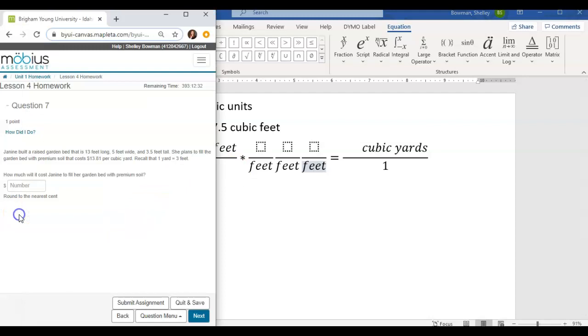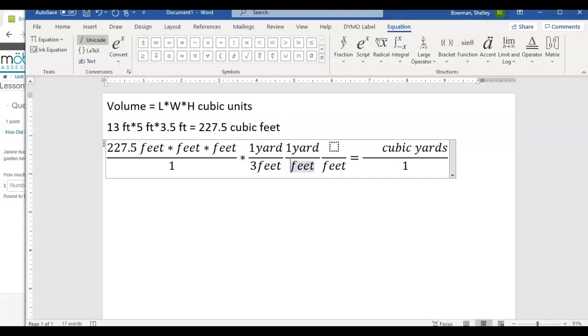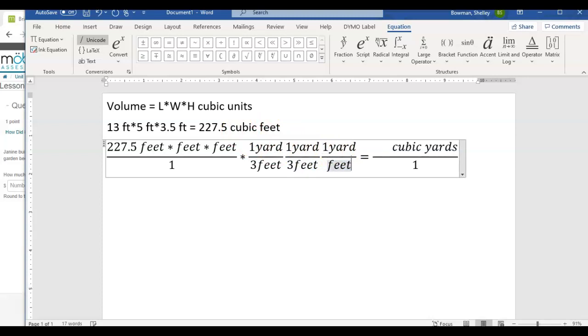I was told over here that 1 yard is 3 feet. So for each of these, I'm going to put 1 yard for 3 feet, and that's my conversion. Again, 1 yard for 3 feet, and last again, 1 yard is the same as 3 feet.